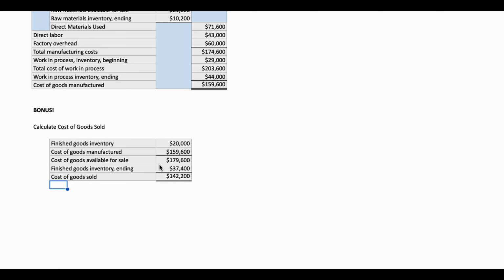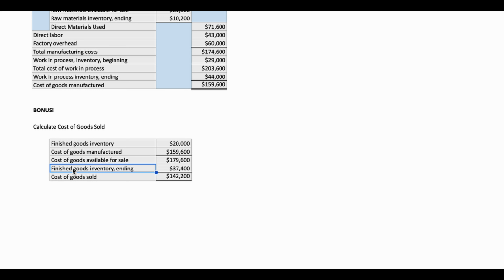You'll see that through managerial accounting, this process is very common. You start with your inventory. You add to it either purchases or items transferred in. So for us, we had our finished goods inventory of $20,000. We transferred in cost of goods manufactured of $159,000, telling us that our finished goods total available at the time was $179,600.